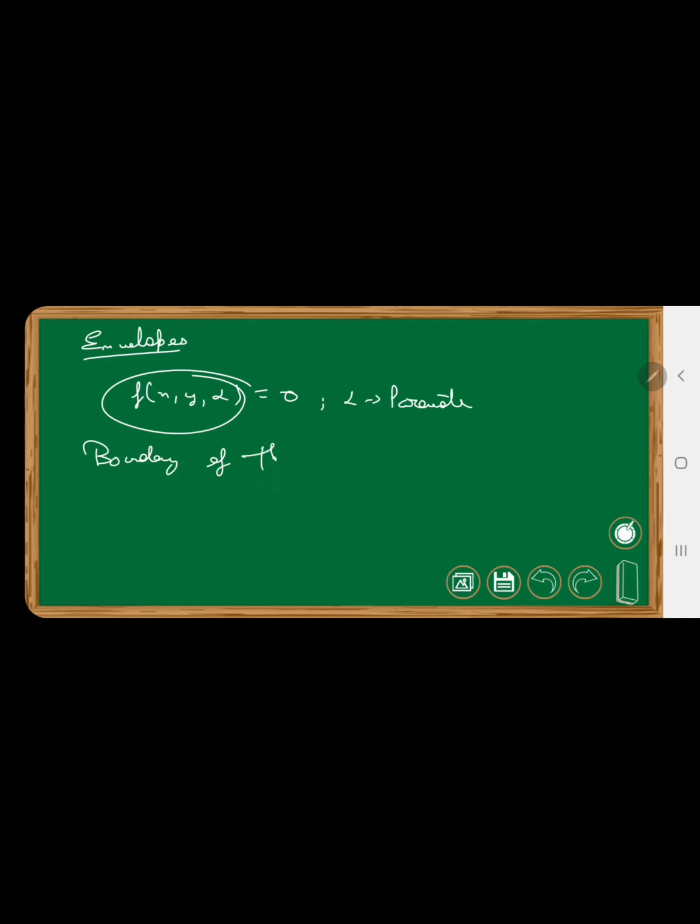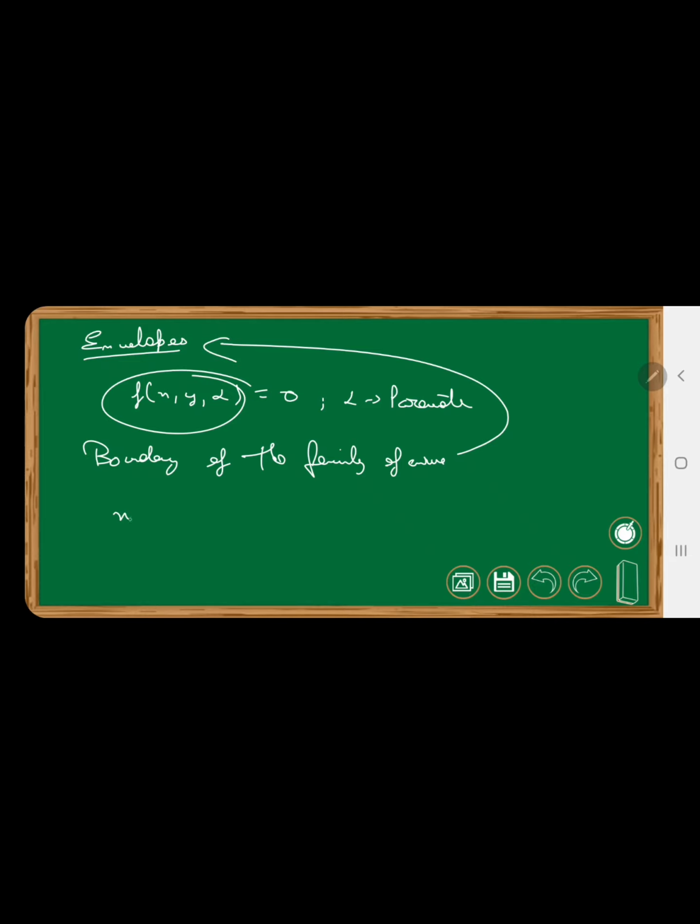Next we talk about envelopes. What are envelopes? If you are given the equation of a family of curves, f(x, y, alpha) equals 0, where alpha is a parameter, then the boundary of the family of curves is called the envelope. Clear?